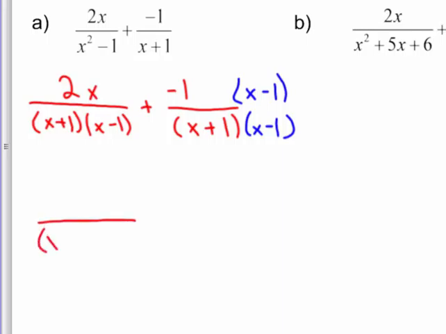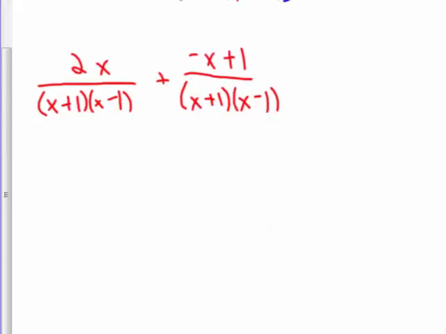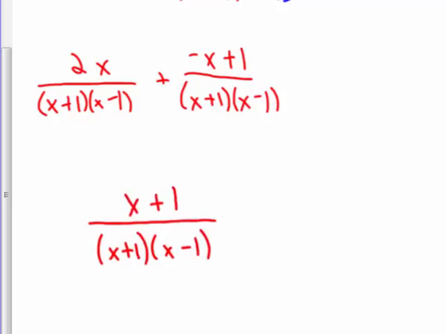When I do this, the 2x over x plus 1, x minus 1 stays the same. The second one becomes negative 1 times x and negative 1 times 1. So I get x plus 1, x minus 1 on the bottom, and negative x plus 1 on the top. When I put the tops together now, on the bottom I'm going to get x plus 1 and x minus 1. On the top, 2x minus x, well, that's just x plus 1.